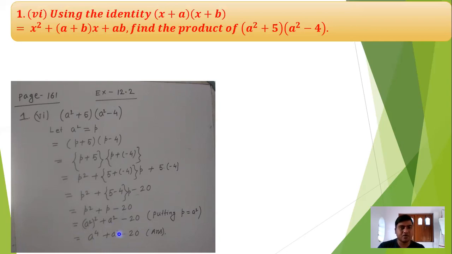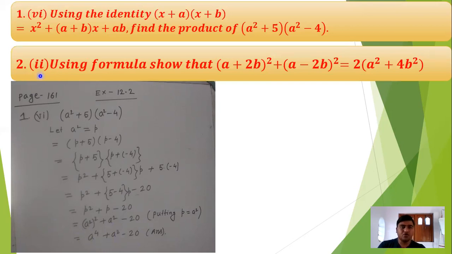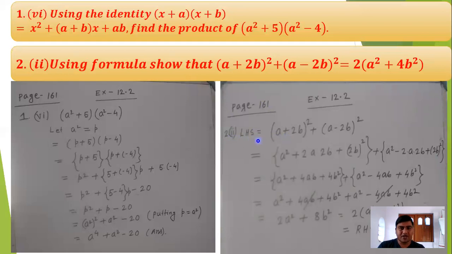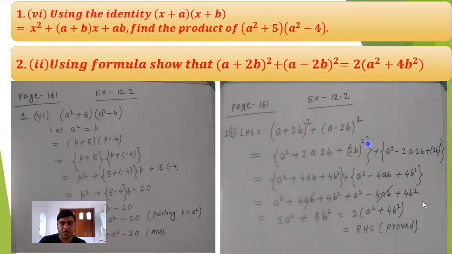Next problem is 2. Using the formula, show that a plus 2b whole square plus a minus 2b whole square is equal to 2 into a square plus 4b square. Now start from the left hand side. The left hand side is a plus 2b whole square plus a minus 2b whole square.